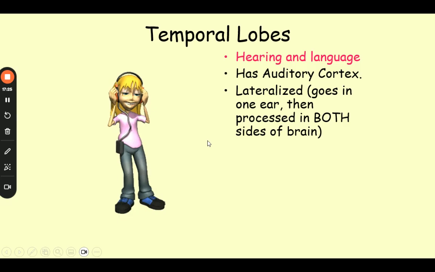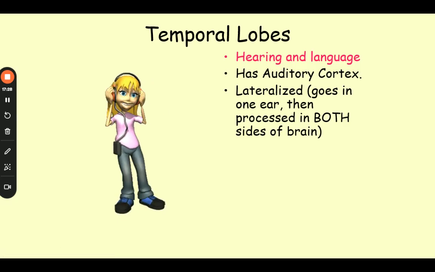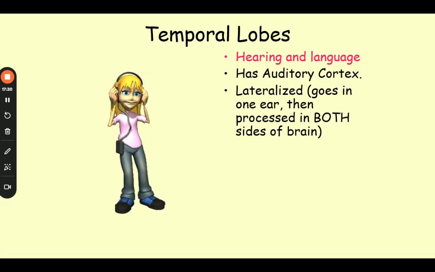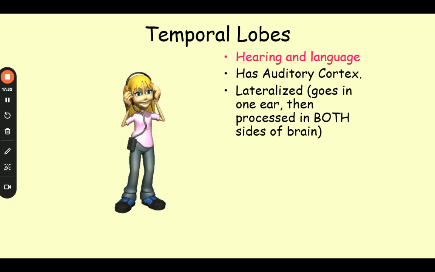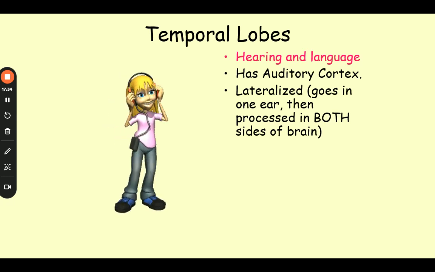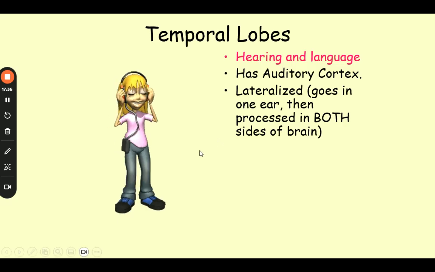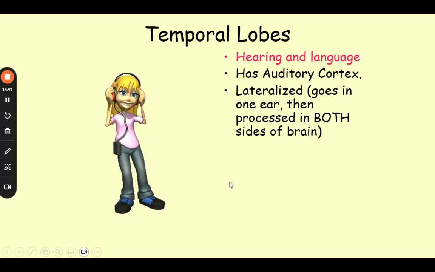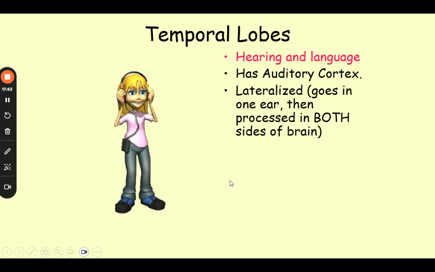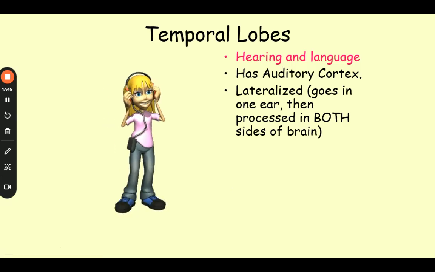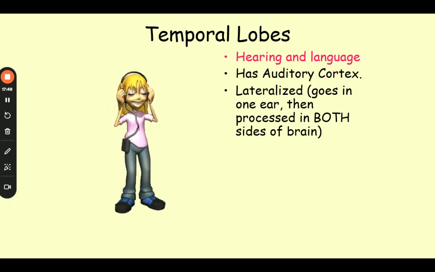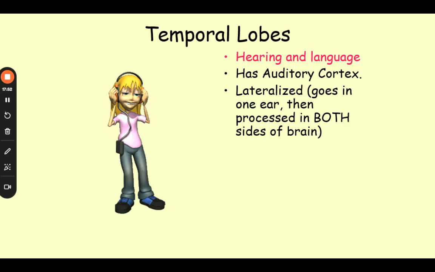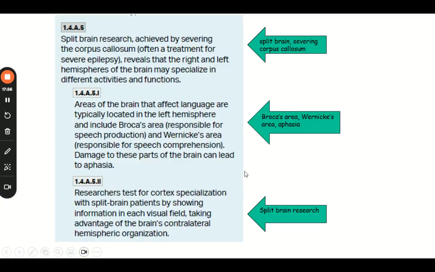Temporal lobes, hearing and language skills. Your language memories are stored most of the time on your left temporal lobe, near your left ear. By the way, if a sound goes in your right ear or your left ear, it'll go to the thalamus, and then it'll be processed on both your left and your right side.